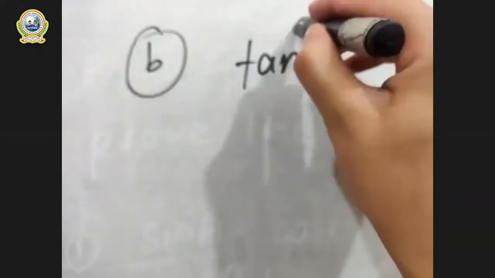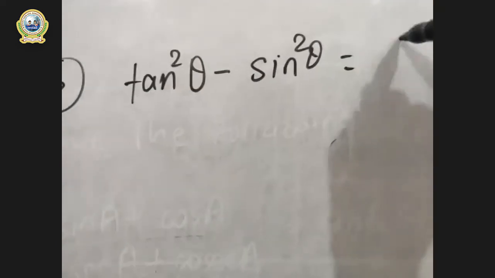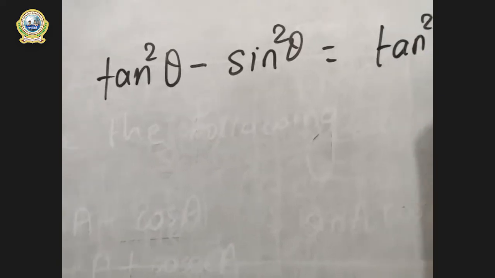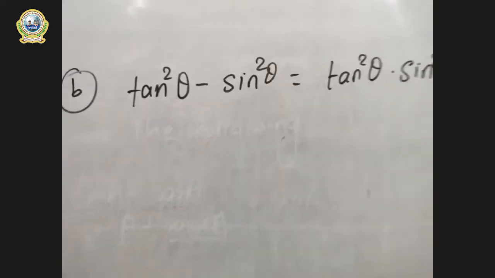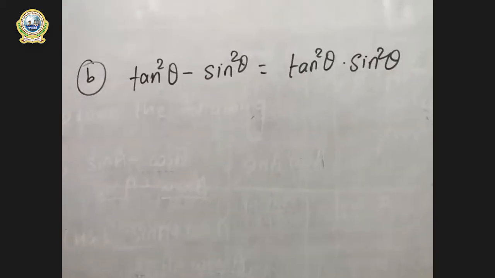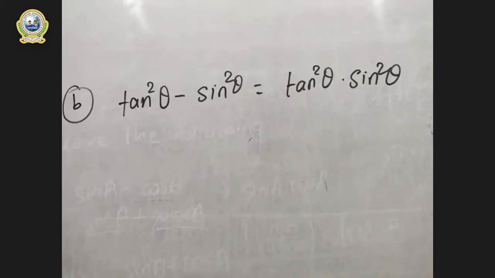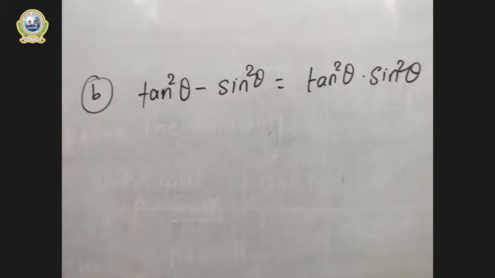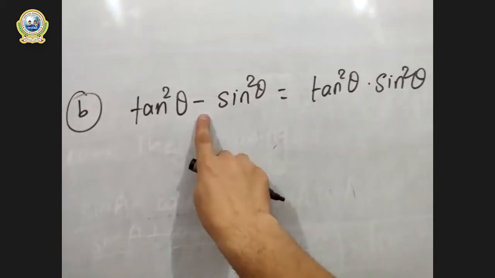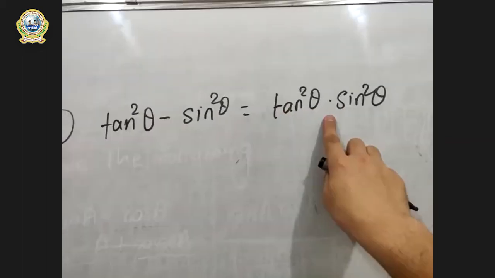Write B. So the question says tan square theta minus sin square theta. It says tan square theta dot sin square theta. I'll repeat the question. The left hand part is tan square theta minus sin square theta, and the right part is tan square theta dot sin square theta. You might say these two are same, but look carefully. Here is minus in the middle, whereas here is dot sign. Here is multiplication in the middle part.